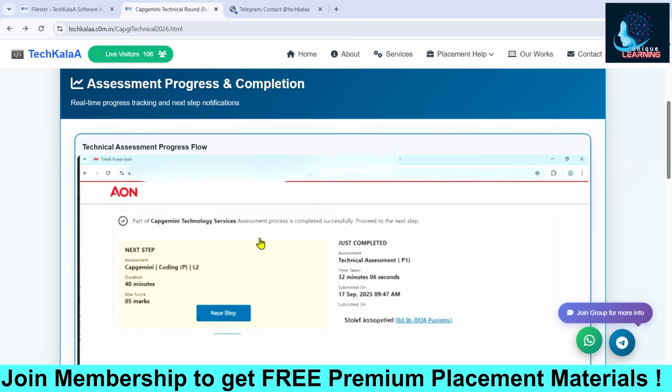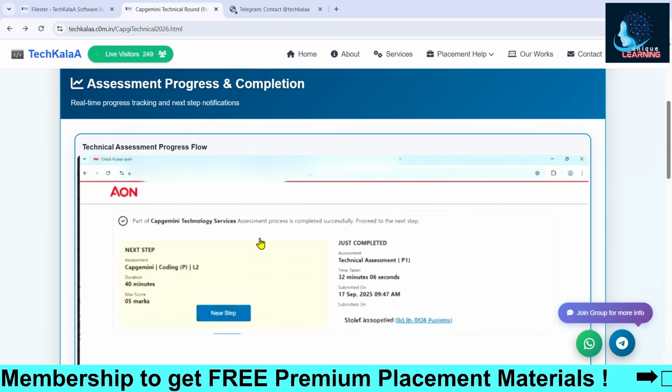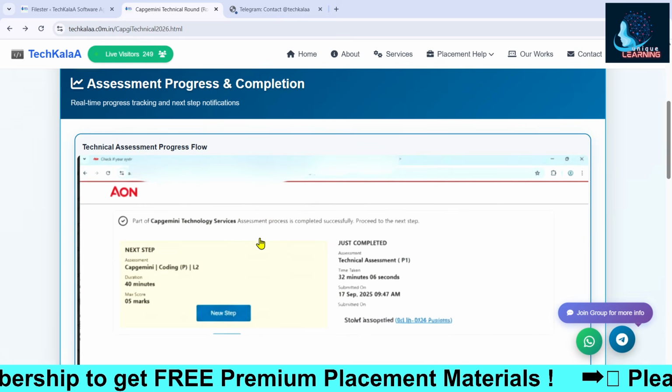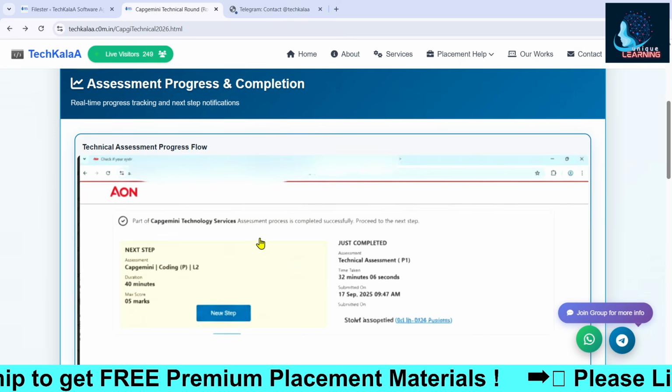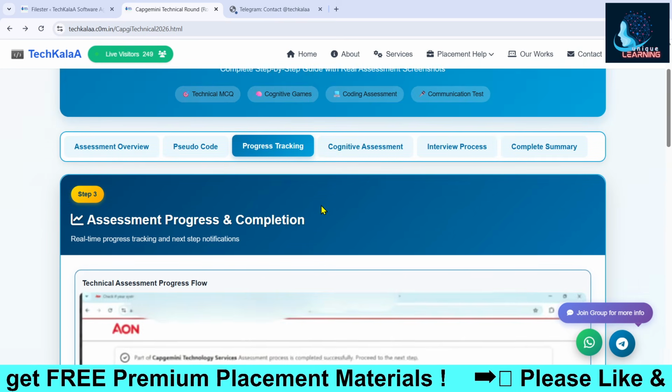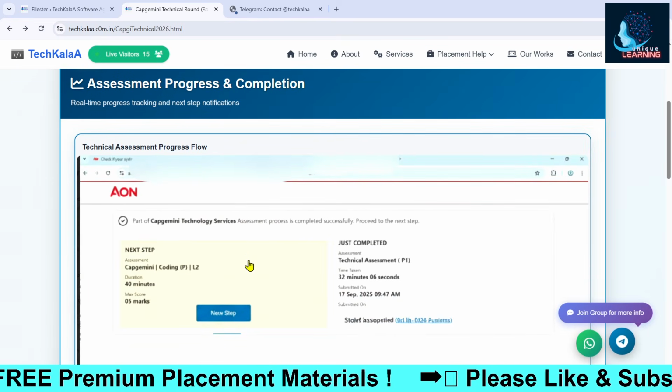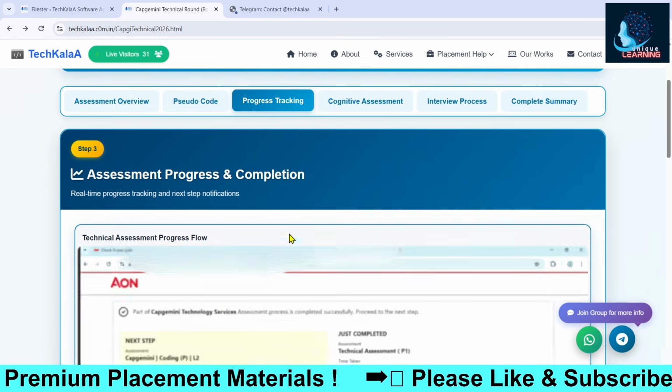So you have to solve at least one question for the second package. And if you solve both the questions, you are eligible for the third package, the higher package that Capgemini is giving. So this is the second section, that is the coding round.